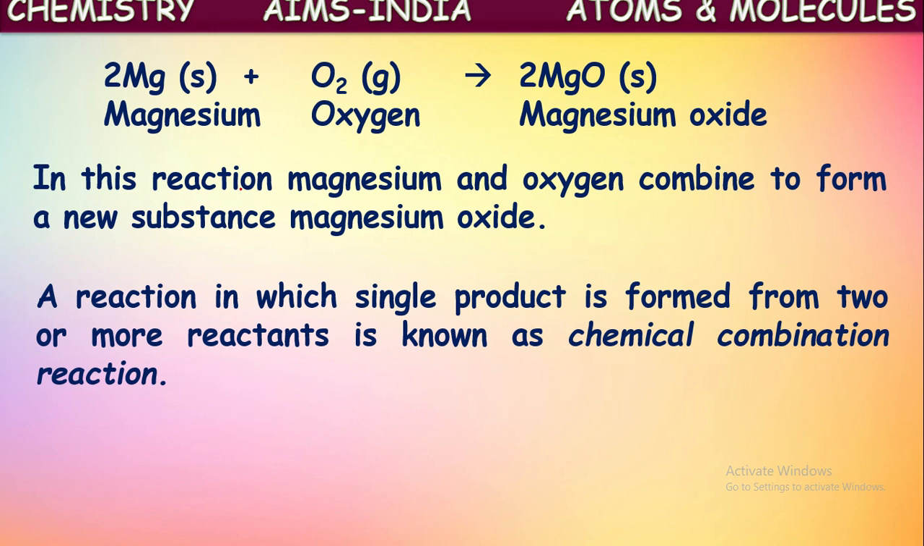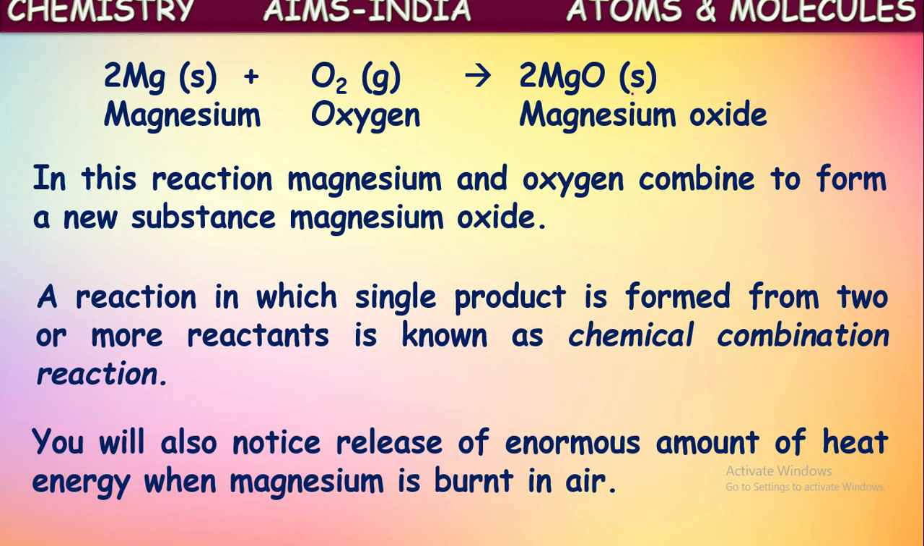So we can say this reaction is a chemical combination reaction, because two or more substances combined here to form a new product, isn't it? Two elements combined here to form a new product, magnesium oxide. So I can say this is a chemical combination reaction.